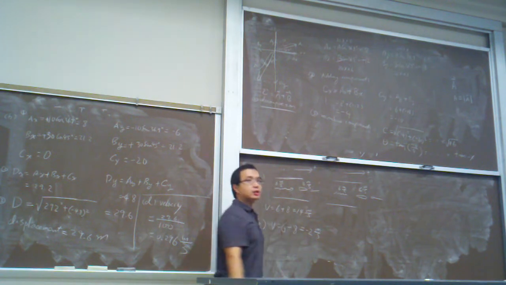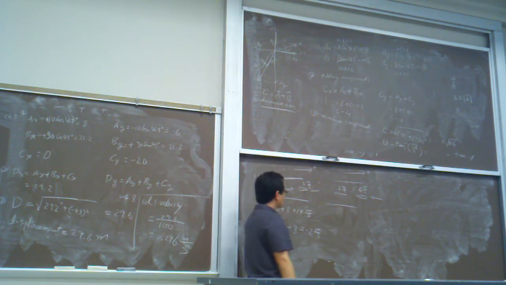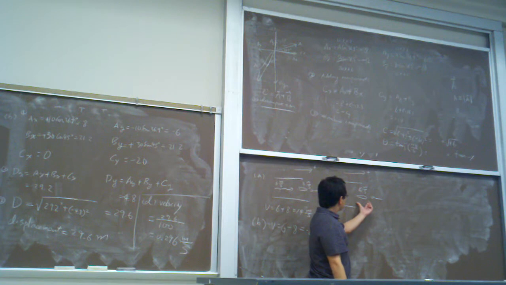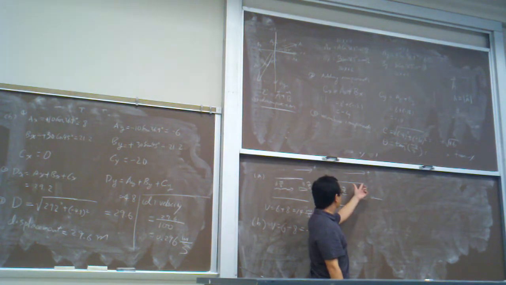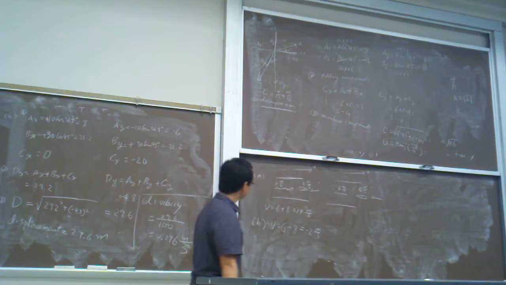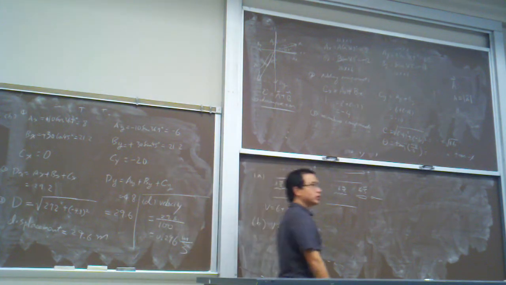And you understand, negative here means the velocity of the boat relative to the ground is in this direction. That's for part B. Any question here?